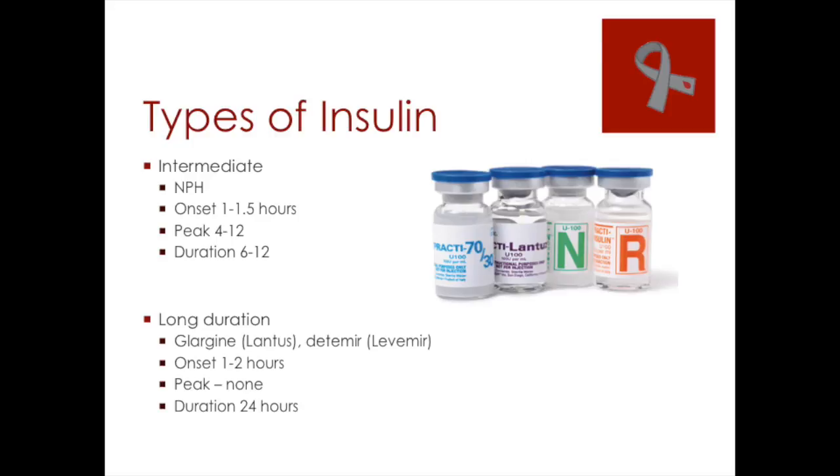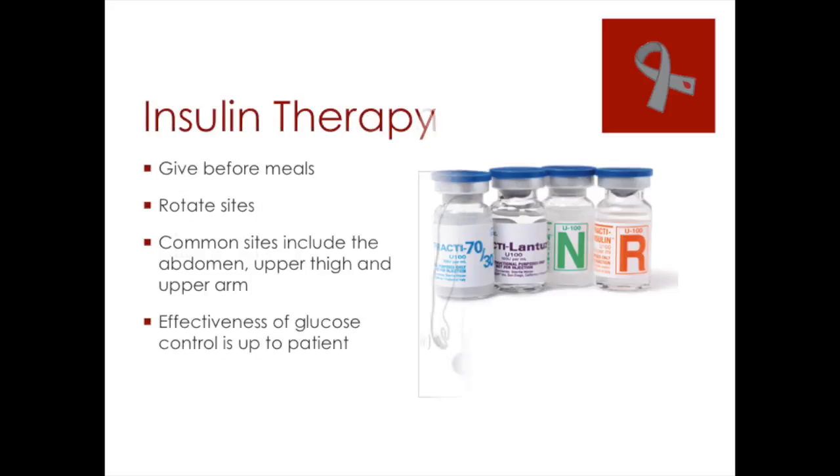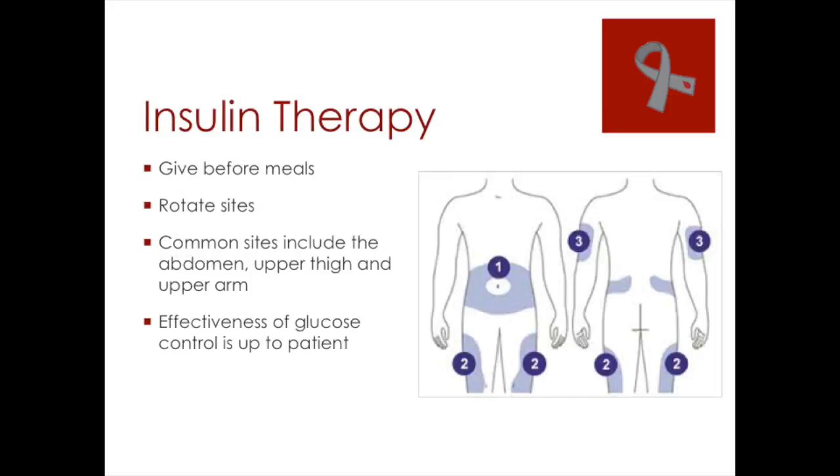Long duration insulin includes insulin glargine and detemir. Onset is 1 to 2 hours. It has no peak, and the duration is 24 hours. Insulin should be given 30 minutes before eating so the insulin can be in effect when the food enters the bloodstream. Site rotation is important with each administration. Common sites include the abdomen, upper thigh, and upper arm.